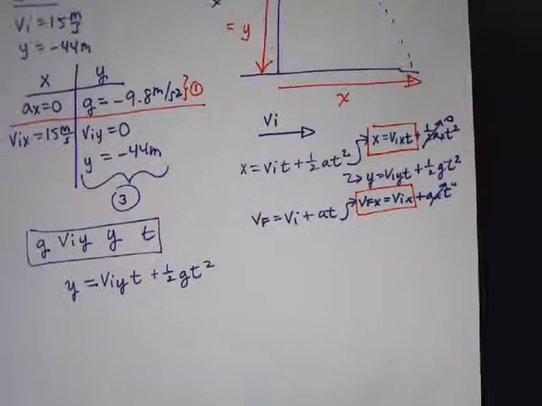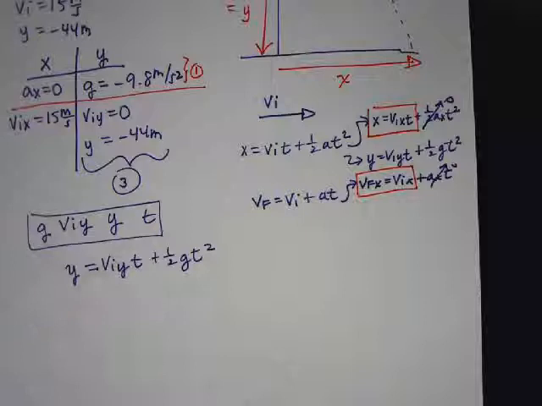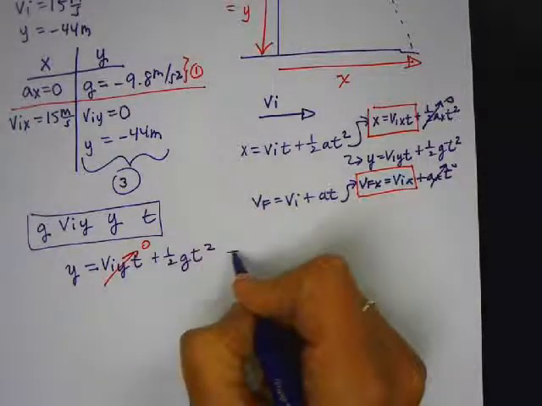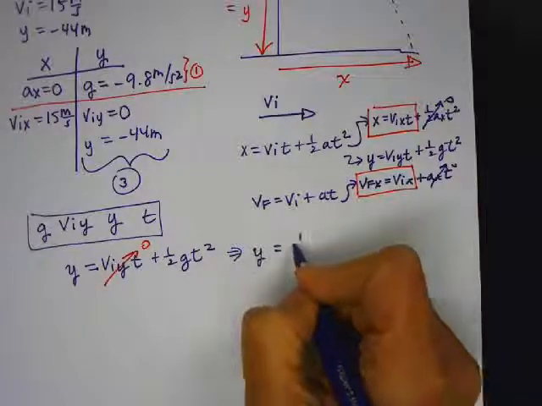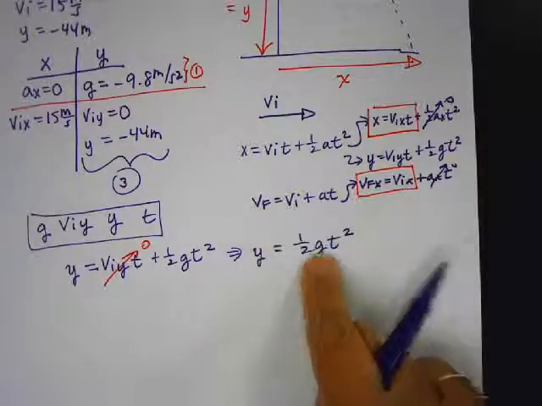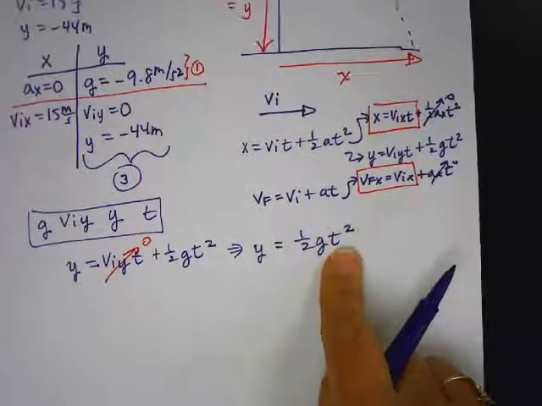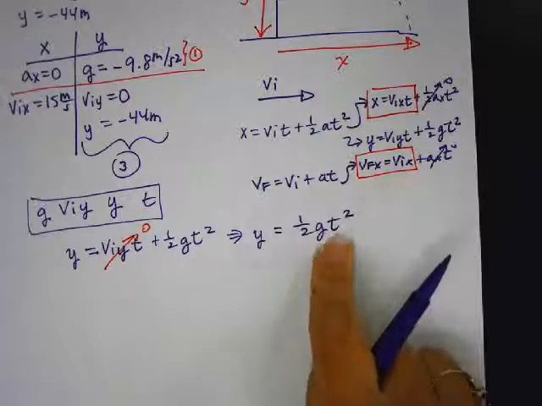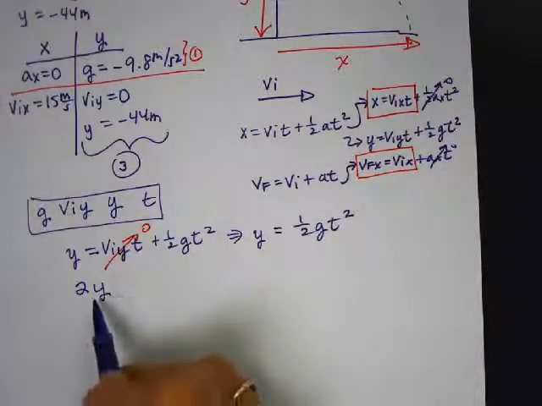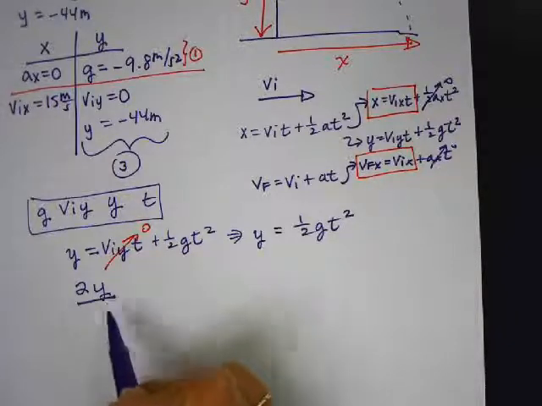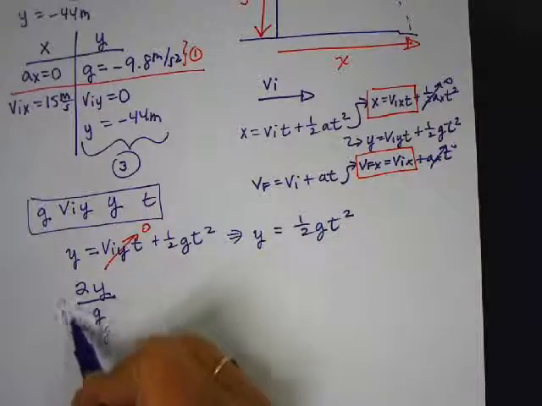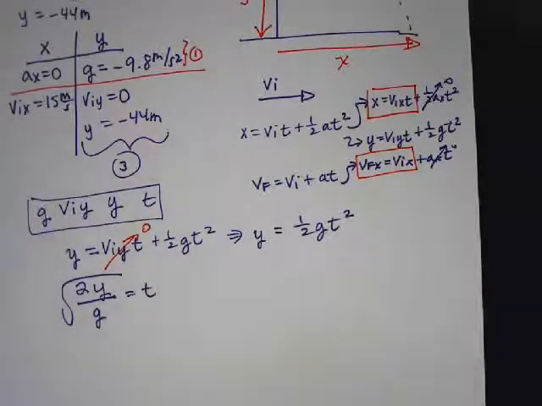Now, we're going to make our life simple. VIY is 0, so this whole term goes to 0. So this becomes y is equal to 1/2 GT squared. Now, since I want to solve for t, I'm going to rearrange the equation to solve for the unknown in terms of the known. So first I'll multiply both sides by 2. I'll divide both sides by g. And then I want to get rid of the squared, so I'll take the square root of both sides, so that's t.